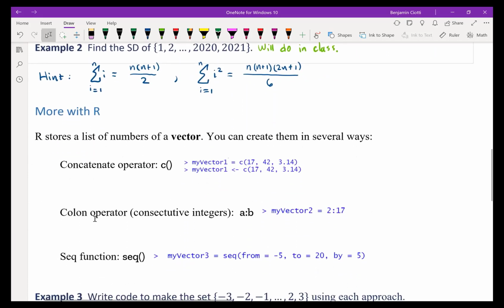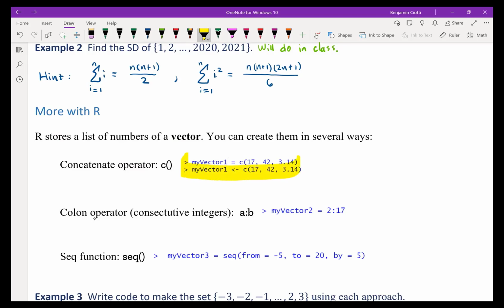Now, I'm going to talk about some things that are not in the textbook, at least I'm pretty sure they're not. So here's some R coding language that will be helpful. R stores lists of numbers as a vector, and there are a few ways that you can create them. One of them is with the concatenate operator. Basically, anytime you want to create a vector, just write c, parentheses, then the entries of the vector, and an end parenthesis, and that's how you can create it.